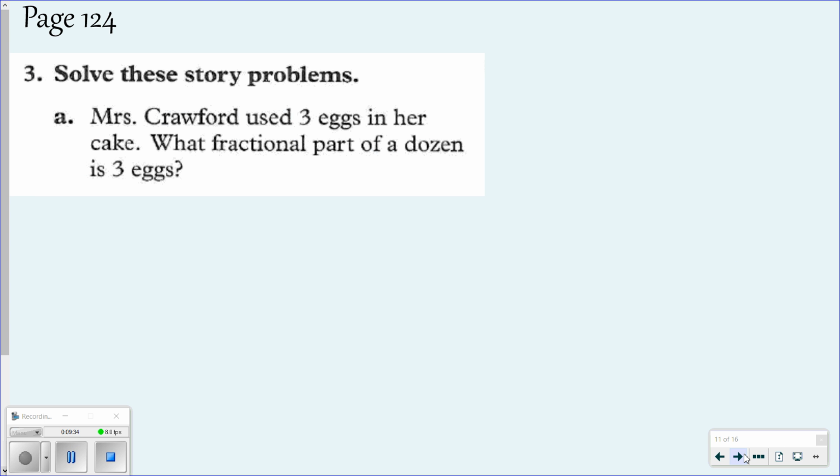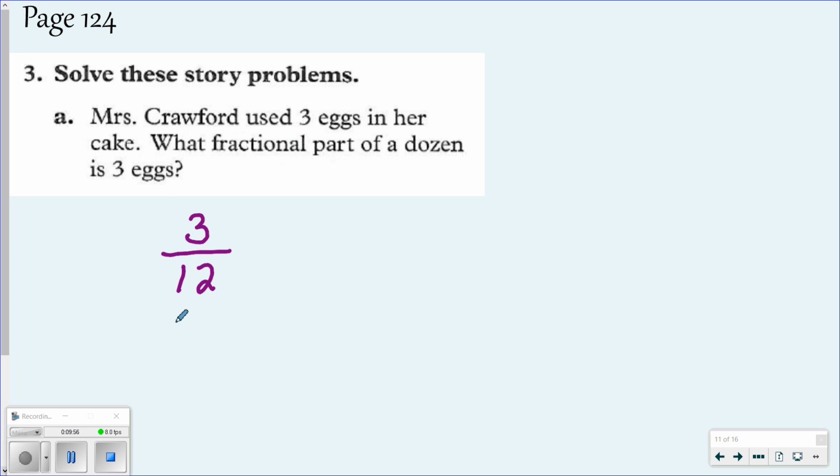Alright, let's check out these story problems real quick on page 124. So go ahead and turn the page and let's look at the top. It says Mrs. Crawford used 3 eggs in her cake. What fractional part of a dozen equals 3 eggs? So we have to first know how many items is in a dozen, and we know that is 12. And she only used 3 of them.